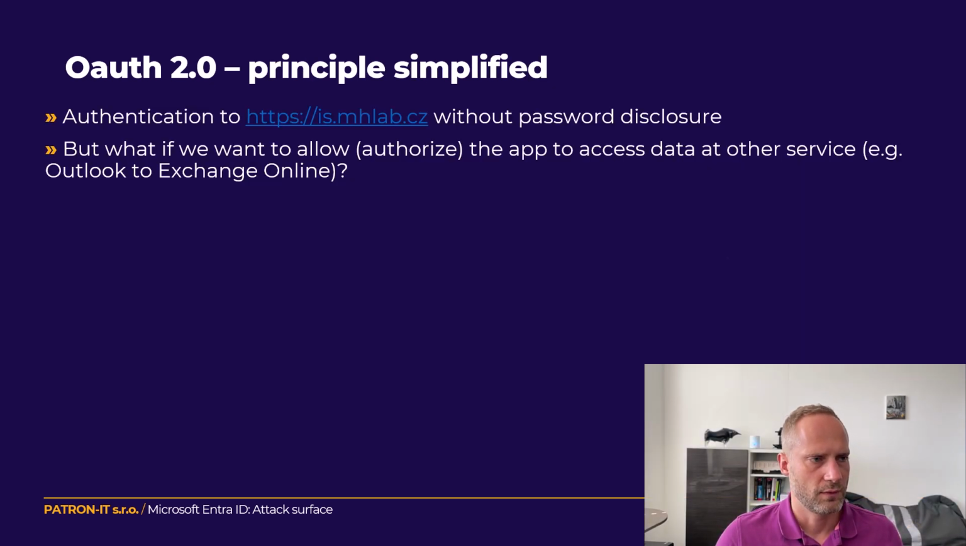As I said, the authentication to the information system is done without disclosing the password. But what if the information system wants to access some data stored in some other system? For example, Microsoft Outlook works with tokens as well, but it needs to access Exchange Online to fetch the email. So how does it do that?